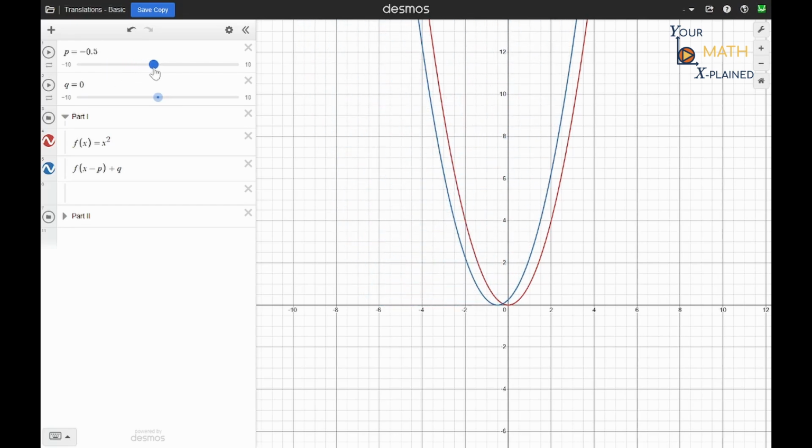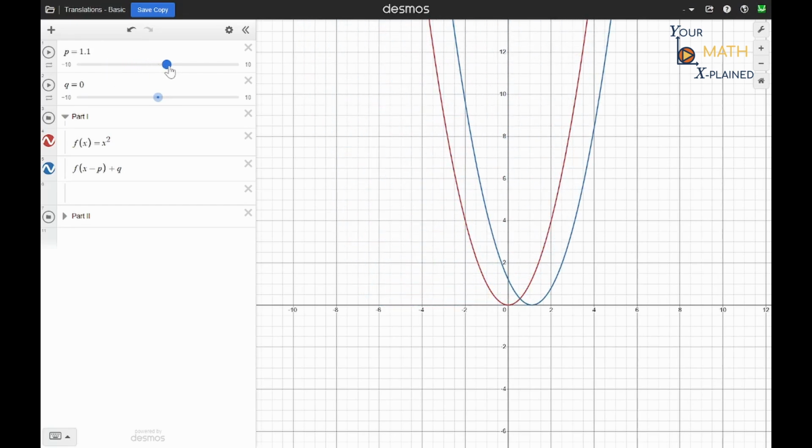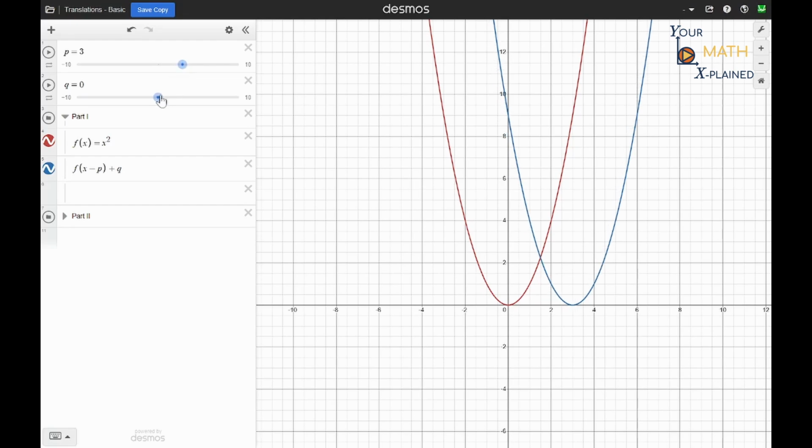So let's say we want our p-value to be 3, and we want our q-value to be 2. What this means is we have shifted our original graph, which is f of x is equal to x squared, 3 units to the right and 2 units up. So that is what this 3 and 2 represent. The p-value represents the horizontal shift, and the q-value represents the vertical shift.